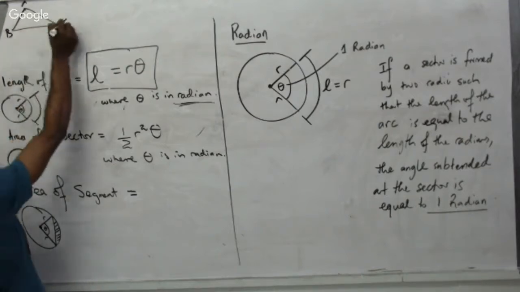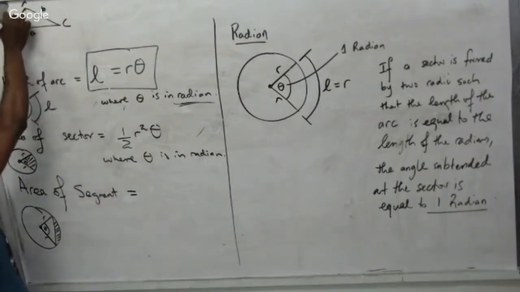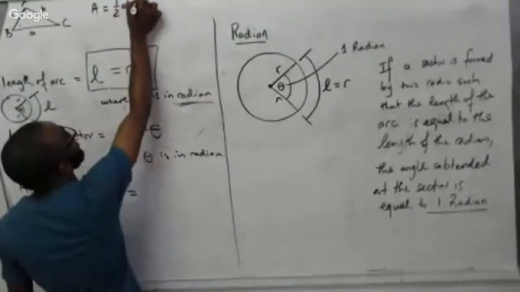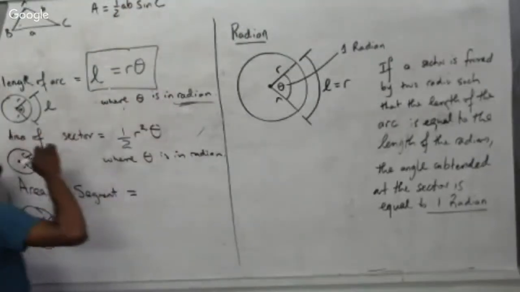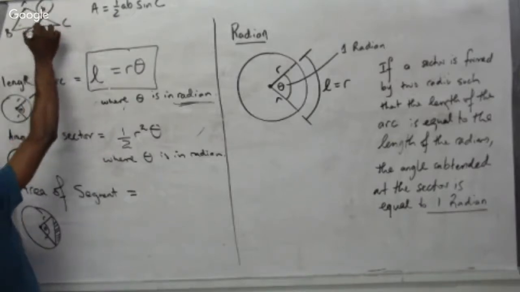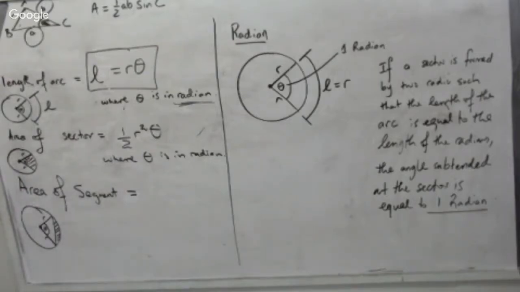A, B, C, little a, little b. You agree? This is C. Area equals a half a b sine C. Hold on. C is the included angle of a and b. Right. It's the angle formed by these two sides a and b. Let's see if we can apply it here. If I wanted to find the area of that entire sector, yes?